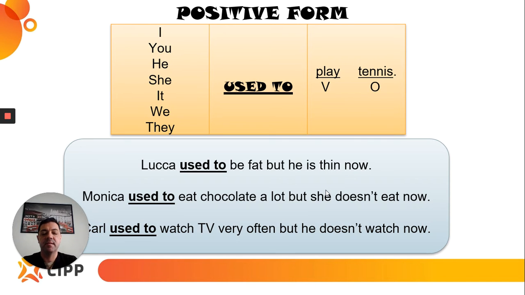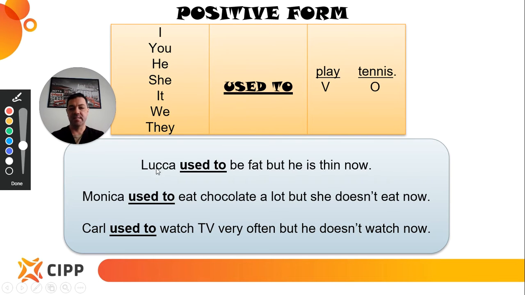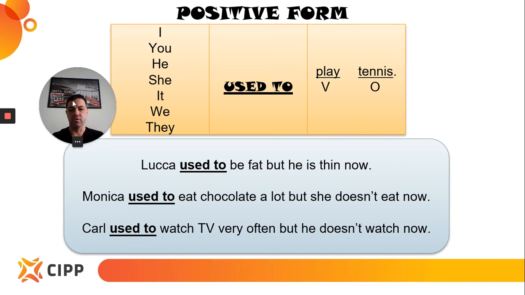Two examples for you. Luca used to be fat, but he's thin now. Monica used to eat chocolate, but she doesn't eat it now. And a third example, I said it was two examples, but actually we have three. Carl used to watch TV very often, but he doesn't watch it now. So what do you have here? Situations where they did those actions in the past, but now they don't do them anymore. He's not fat anymore. He doesn't eat chocolate anymore. He doesn't watch TV anymore. So this is the main idea of "used to."